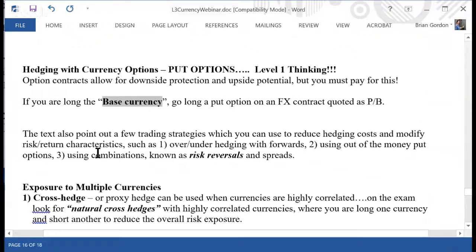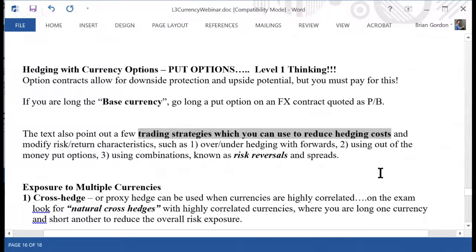Now, the text also talks about trading strategies that reduce the hedging costs using options. Remember, options, you pay the premium. So I think you must be aware of this. So what do they talk about?